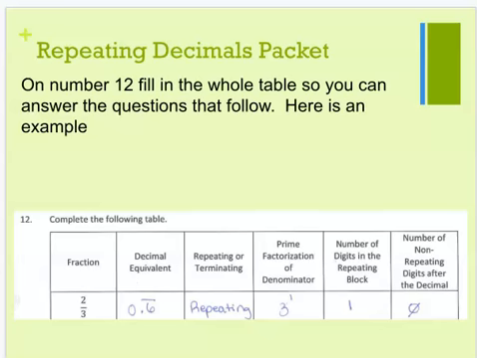A non-repeating digit after the decimal would be, for example, if you had a 3 in the 10th place that didn't repeat, and then 5s that repeated after that, that would be one digit that's non-repeating to the right of the decimal.